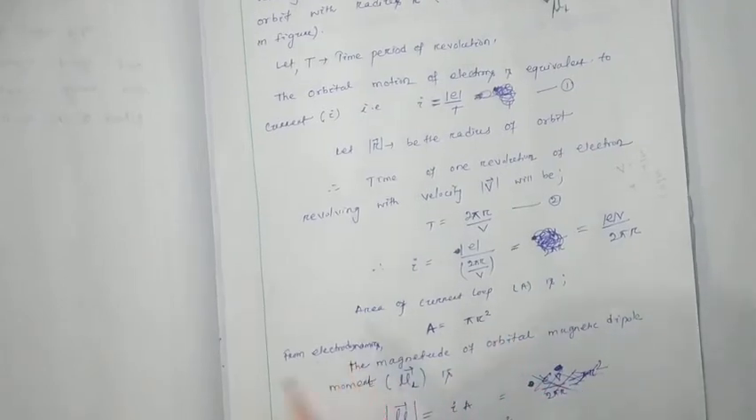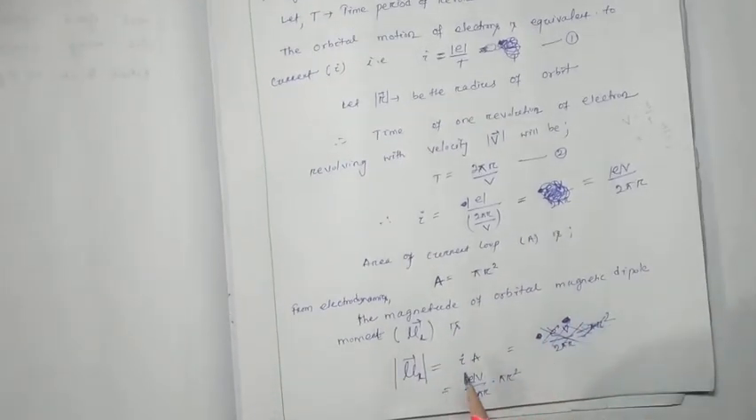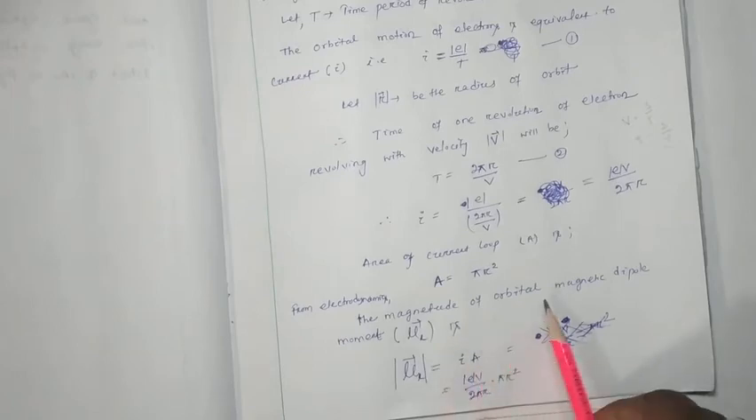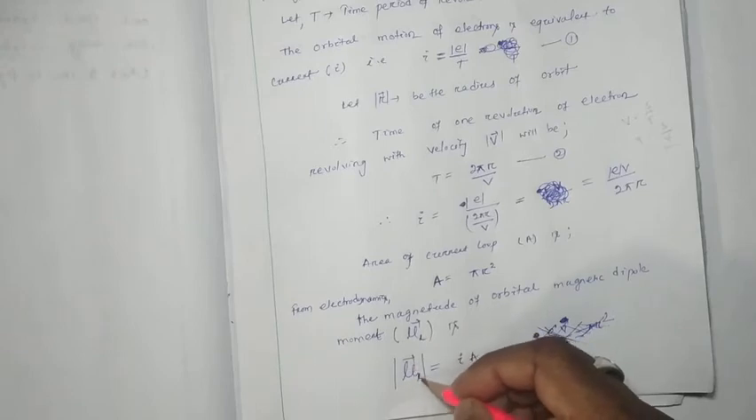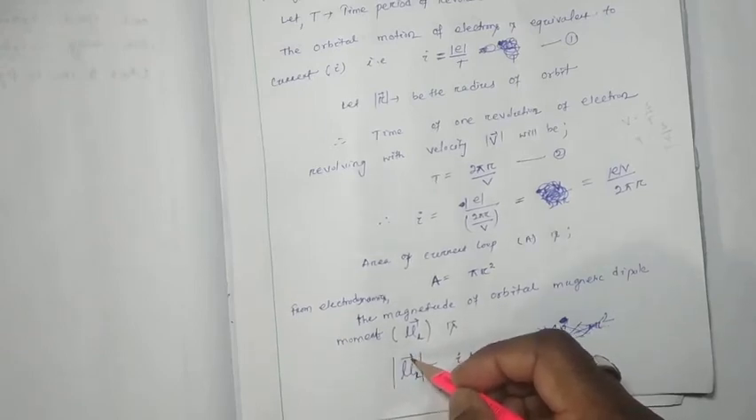From electrodynamics, the magnitude of the orbital magnetic dipole moment will be I into A. The orbital magnetic dipole moment is represented by mu subscript L, and we take its vector magnitude.